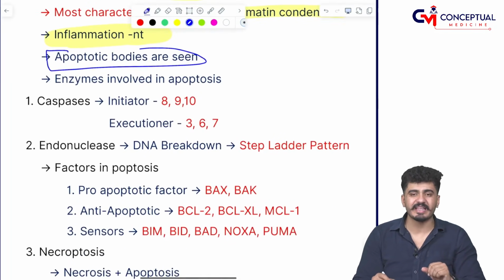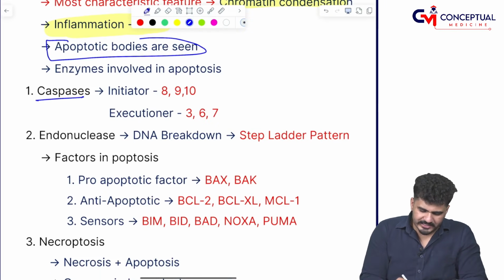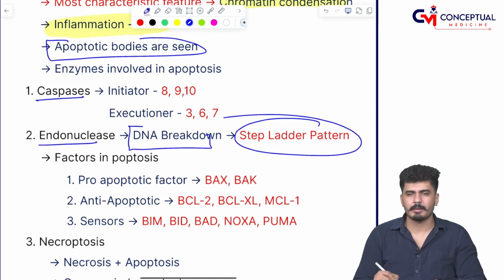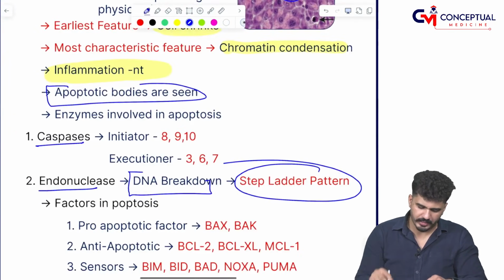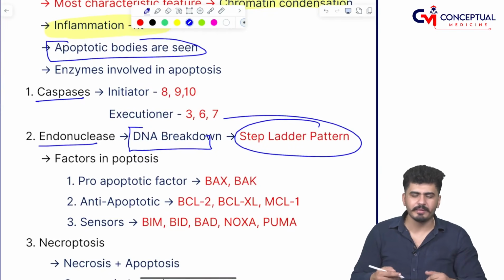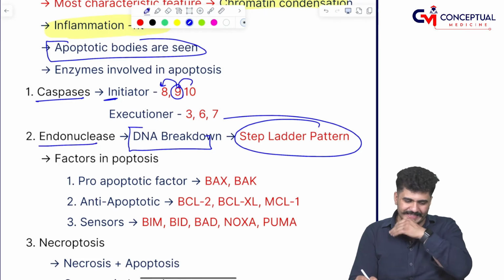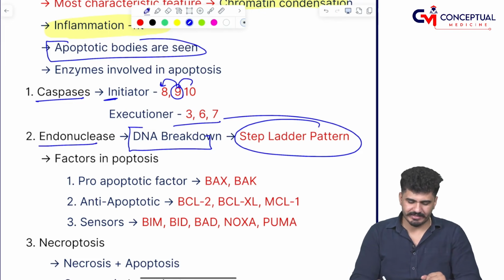Enzymes involved in apoptosis. So remember, here are caspase and endonuclease. This endonuclease is responsible for the step ladder pattern, what we have seen right here, sir. Next is caspase. It is an initiator and executioner. Initiator में क्या आता है? 9. Before 9 it comes 8. After 9 what comes? It comes 10. The initiators are 8, 9, 10. Executioners are 3, 6, 7, my dear friends.